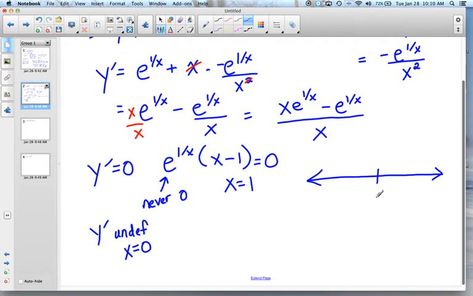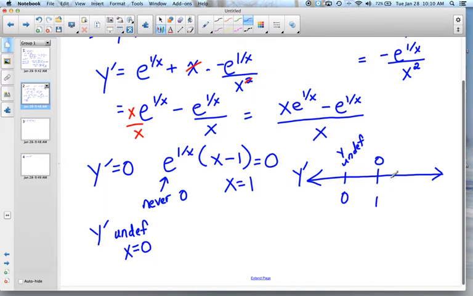I'm going to mark a 1. And this is y prime, so that's a 0 value. I'm also going to mark the 0, and I'm going to put y undefined, just to remind me. Because when I substitute values on either side, one thing I have to be careful about is not passing over any critical points when you are testing values. So if I want to test something to the left of 1, I can't test a negative. I need to stay between 0 and 1.